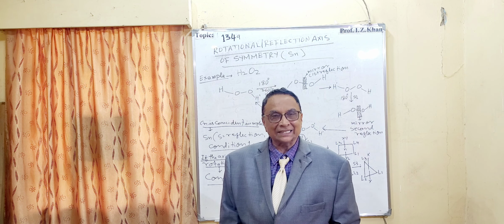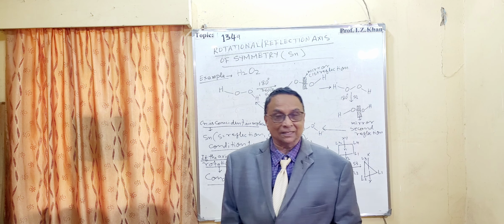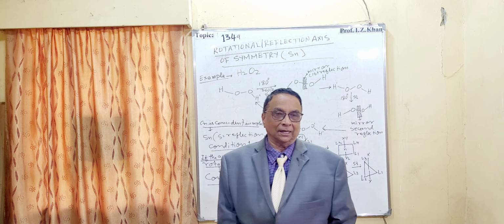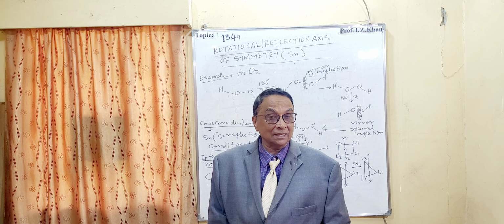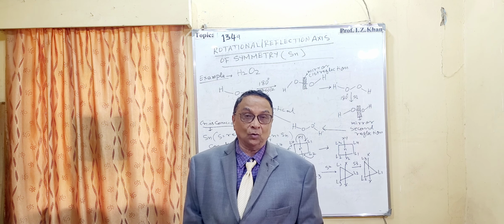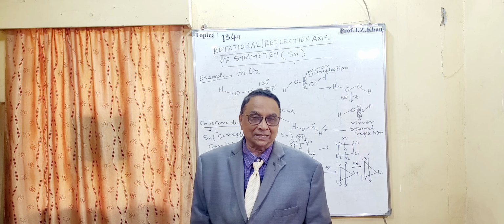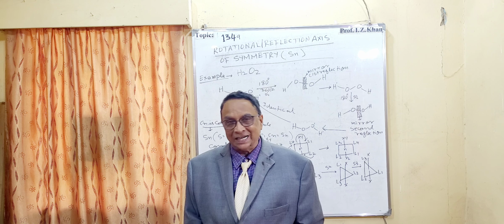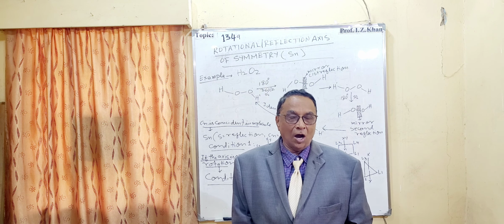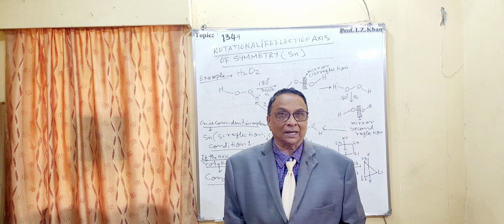So here, in the case of rotational and reflection symmetry, we have two conditions. One is rotation around the axis of the molecule, and then its mirror image, that is in the form of reflection. And with these two conditions, the molecule's symmetry is determined.